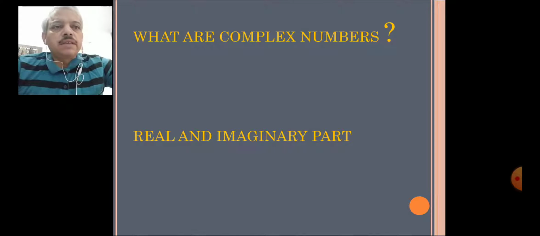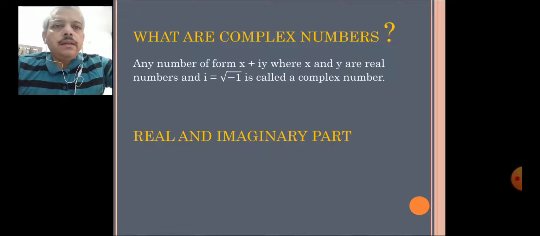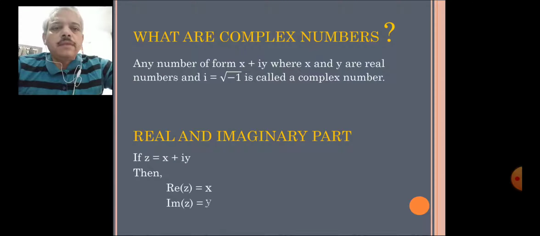What are complex numbers? Complex numbers are denoted by the letter z. Any number of the form x plus iy, where x and y are real numbers and iota is equal to under root of minus 1, is called a complex number. What are real and imaginary parts? If z is equal to x plus iy, then the real part of z will be x and the imaginary part of z will be y.